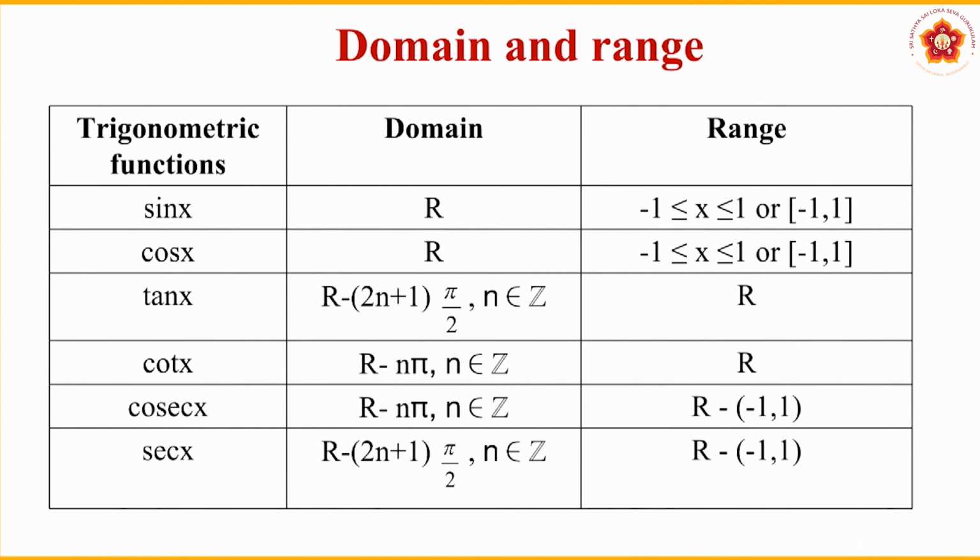And for secant x, the domain is R minus (2n plus 1) pi by 2, that is you are removing all the odd multiples of pi by 2. The remaining real numbers will be the elements of the domain for secant x, and the range is R minus the open interval minus 1 comma 1.